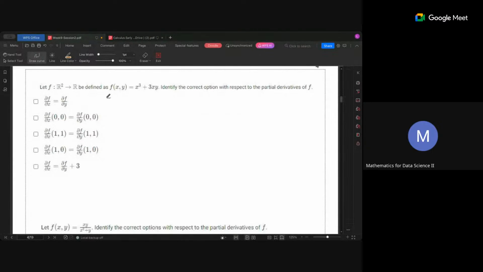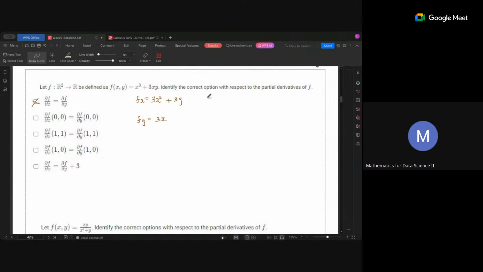Okay, let f from R2 to R be defined as f of x comma y is equal to x cubed plus 3xy. Identify the correct option with respect to partial derivatives of f. So what is fx? 3x squared plus 3y. And what is fy? 3x. So are they the same? No, ma'am. So the first option is incorrect.